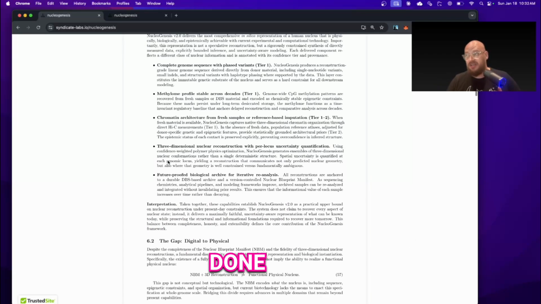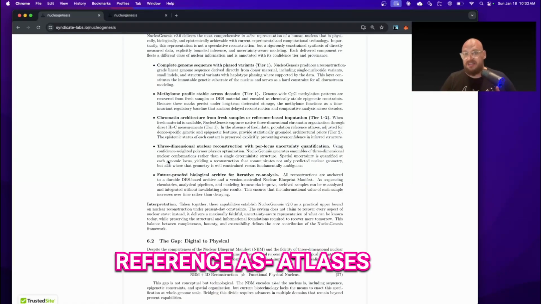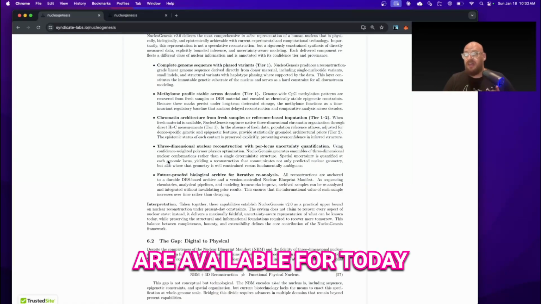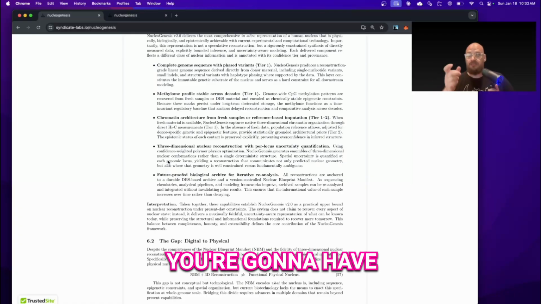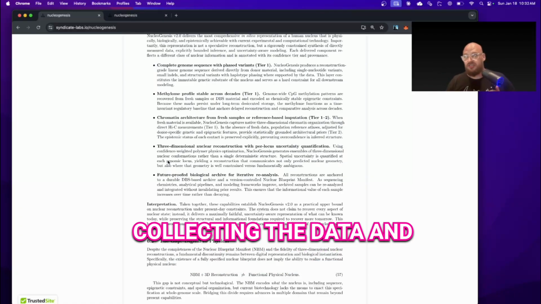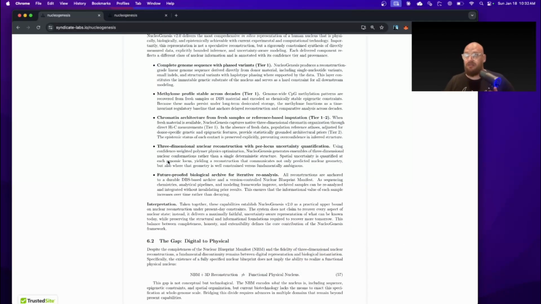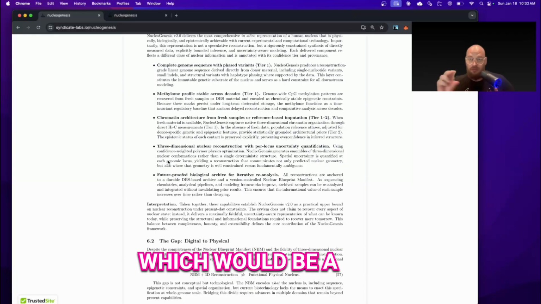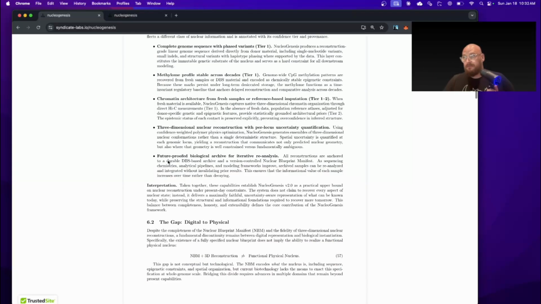So that can be done today, but that is only done on fresh data, on fresh samples, because the data has to be fresh, right? So you also have to use the population reference atlases that are available today. But by doing that, collecting the data and adjusting, you're providing a statistically grounded architecture, which would be a prior, which is a framework.